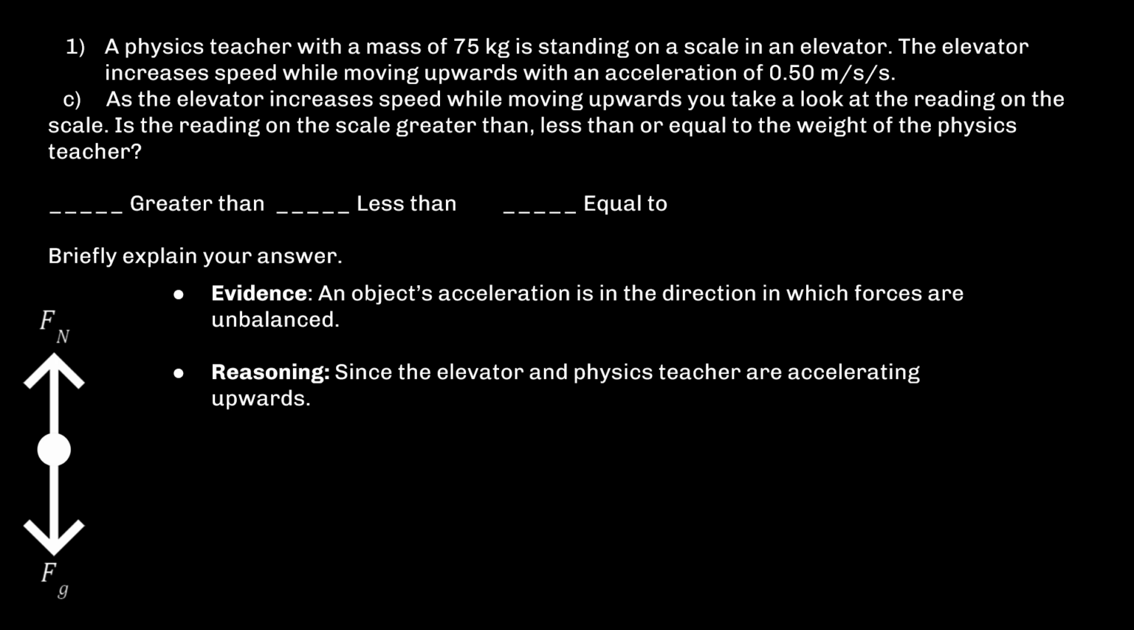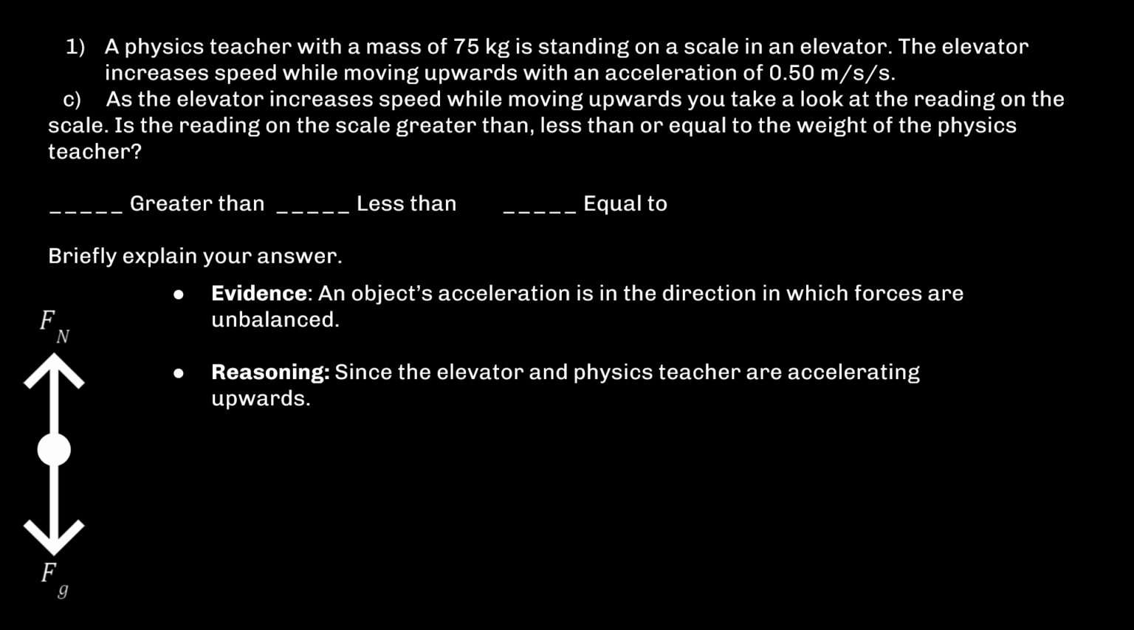Because the upward force is the direction in which forces are unbalanced, that means that's a greater force. So that's going to tell us that the scale should end up reading greater than 750 newtons here. Again, the direction in which forces are unbalanced is upwards. That means since our acceleration is upwards, the greater force should be the upward force. That's the force of the scale on the teacher. That's going to give us the reading on the scale.